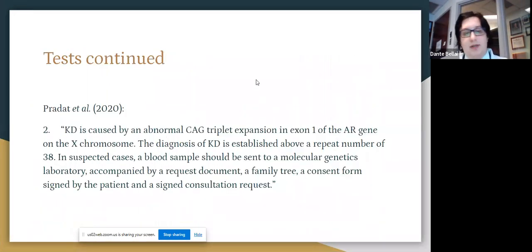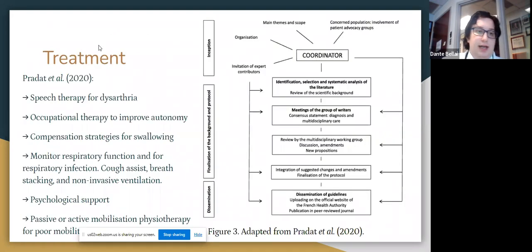And of course, the most important test of all would be genetic testing for Kennedy's. We mentioned that it's a CAG triplet expansion in exon 1 of the AR gene on the X chromosome. If you're over 38 CAG repeats, that's diagnostic for Kennedy's. PCR testing is what is recommended, in addition to, if possible, working on a family tree to try and establish if there are any carriers in the family or if any other members are affected. Testing of relatives that show signs and symptoms is also important. That's what's usually recommended.